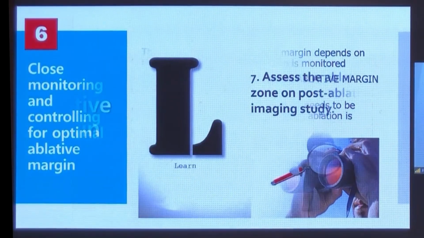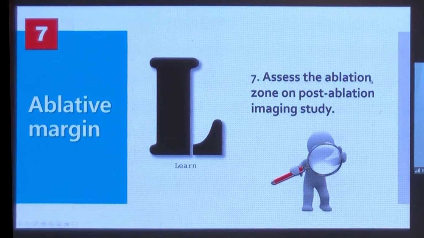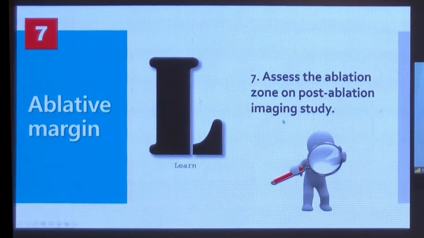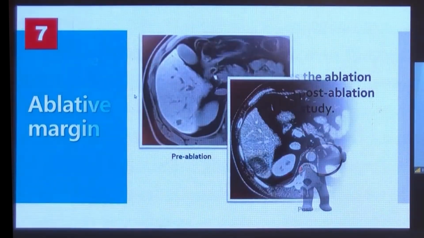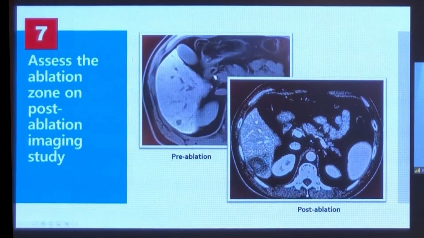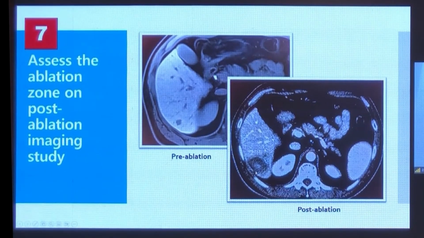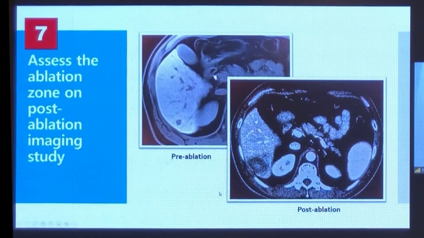The final tip regarding ablative margin is learning from each case. That means assess the ablation zone on the post-ablation imaging study in detail. This is a pre-ablation MR and post-ablation CT, but most of the time we just check, oh, this ablation is enough and no complication. But there are many things to consider in detail even after successful ablation.